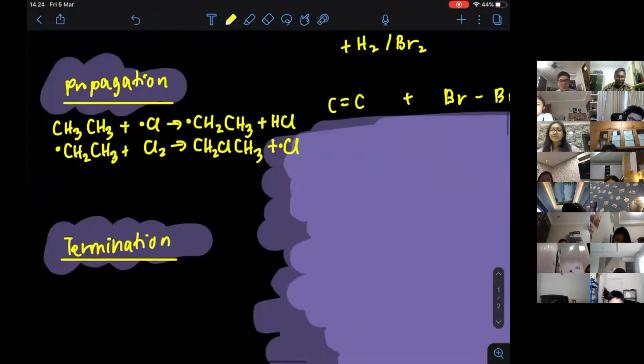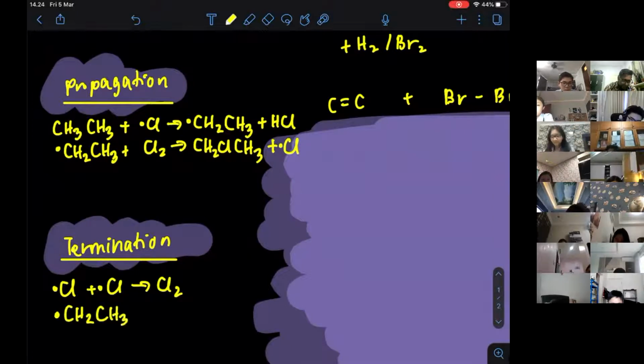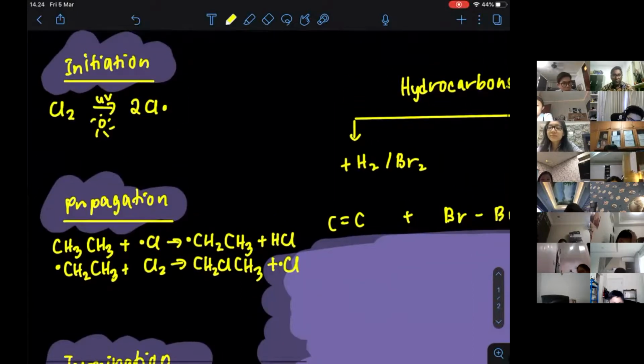And then for termination, you can just write down free radical plus free radical to give you Cl2. Or you can write down CH2CH3 dot, and when I join it with another free radical of Cl, I'm going to get CH2ClCH3. So this is going to be all the steps involved.